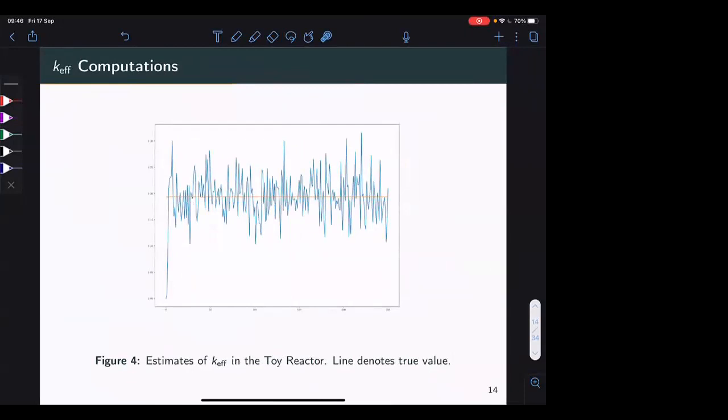So if I do it in my toy reactor, this is generations on the bottom. Sorry, the scale is not very clear. This is 50 here. So I've done it for 250 generations. This is each time what K effective is. In my toy reactor, I can compute the true value, which is this red line. And what you can see is actually it converges pretty quickly to give me good estimates of K effective. So I'm just running this power iteration, looking at how many particles I expect to produce, and I get some sort of estimate and some sort of variance.